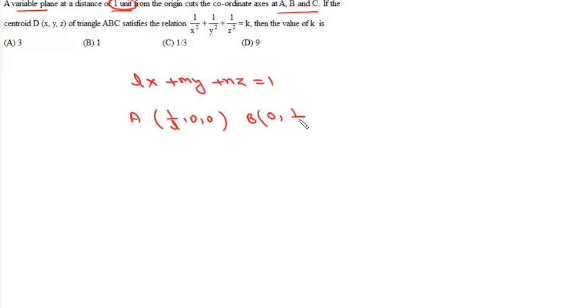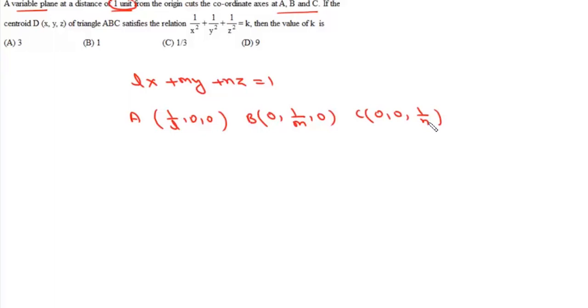Now the question is, a variable plane at a distance of 1 unit from the origin cuts the coordinate axes at A, B and C. Now since we are given the perpendicular distance from the origin, we will take this equation as Lx + My + Nz = 1. Now the intercepts are A (1/L, 0, 0), B (0, 1/M, 0) and C (0, 0, 1/N).